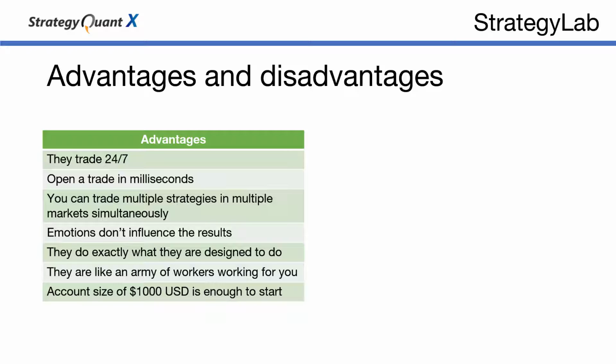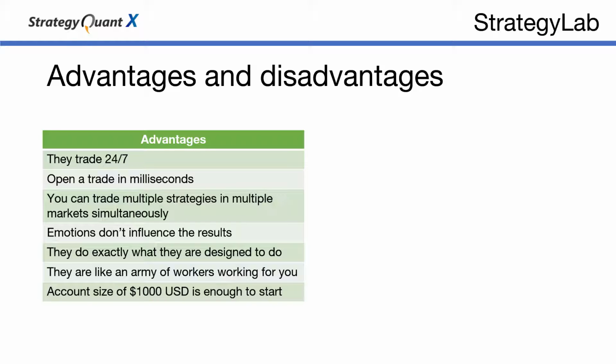Another huge advantage is that you can easily trade multiple strategies on multiple markets. To do this manually is a nightmare. This also opens many more choices on strategies and markets to trade. The next advantage is that emotions, which is probably the number one enemy of traders, don't influence your results because everything is automated. Automated trading systems simply do what they are coded to do, so no discretionary decisions. Also, it's like having an army of workers that work for you that never gets tired or ask for a raise. Imagine that.